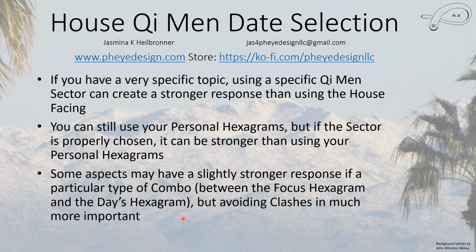Now, there is some indication, at least a slight indication, that you might have a stronger response if you choose a particular type of combo. And by that, I mean a combination between a focus hexagram, and in this case, it would be your house's Qimen chart's hexagram, and the day pillar hexagram. And that creates a combination, and I talked about that a lot in the other two videos concerning Shuenkong Dagua date selection. But you still have to avoid clashes, and that's much more important than worrying about what kind of combination you're using.